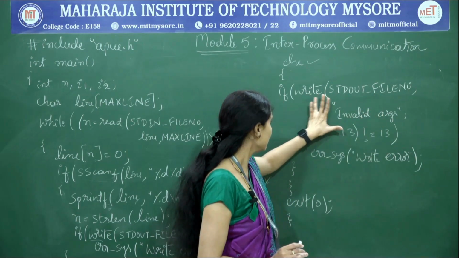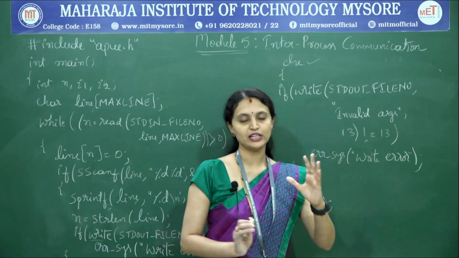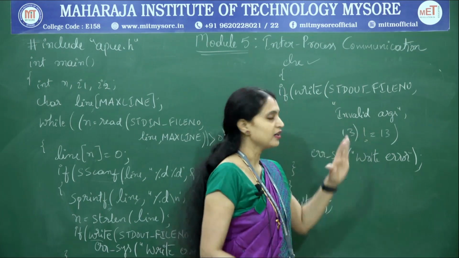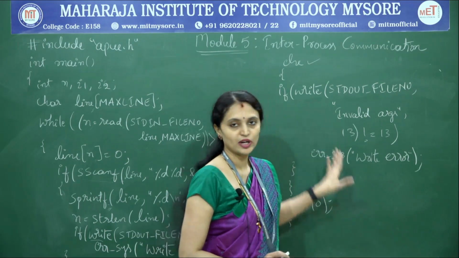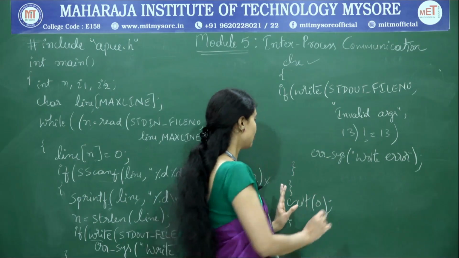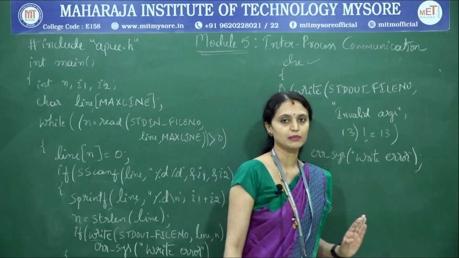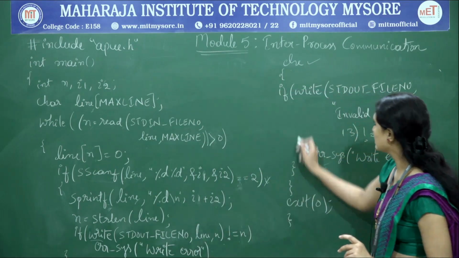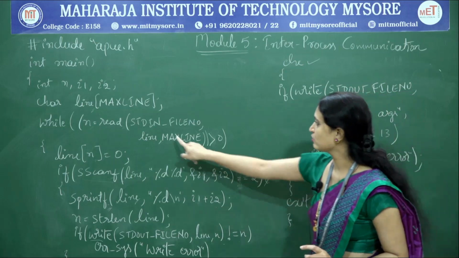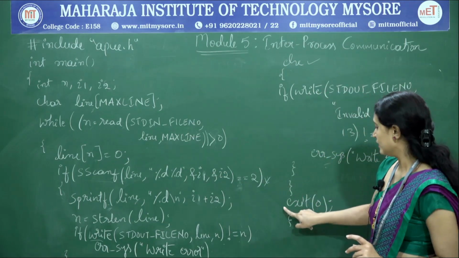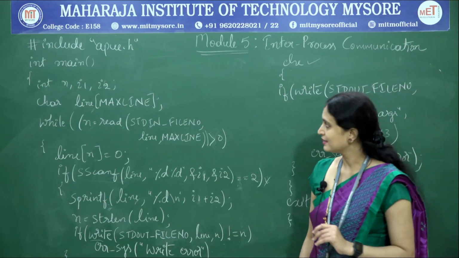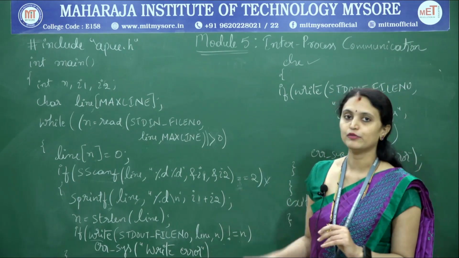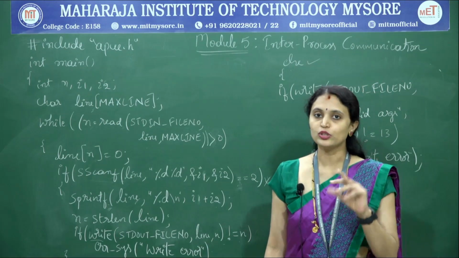If it is executed successfully, this message will be written to the console, the standard output. If there is any error within this write API itself, in that case we are printing that using the error message. Finally, we are closing this else condition and we are closing this while. Then the program is terminated with an exit of 0. So this is for creating a filter for adding two numbers.